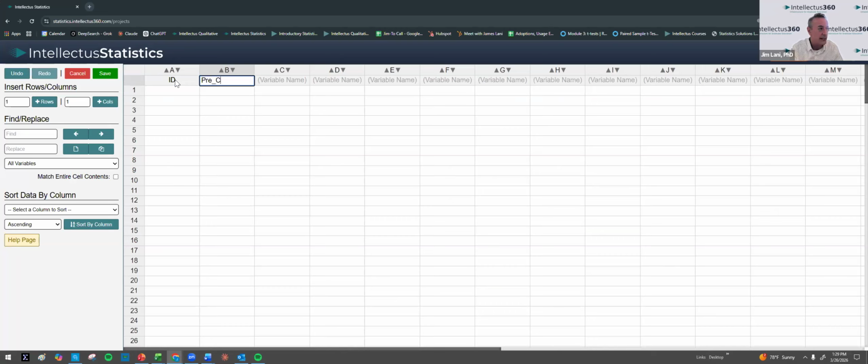Pre on the confidence scale. There's been a lot of those lately. Post on the confidence scale. And you may have some gender or sex or something. Okay. And then, if paying 2, 3, 4.